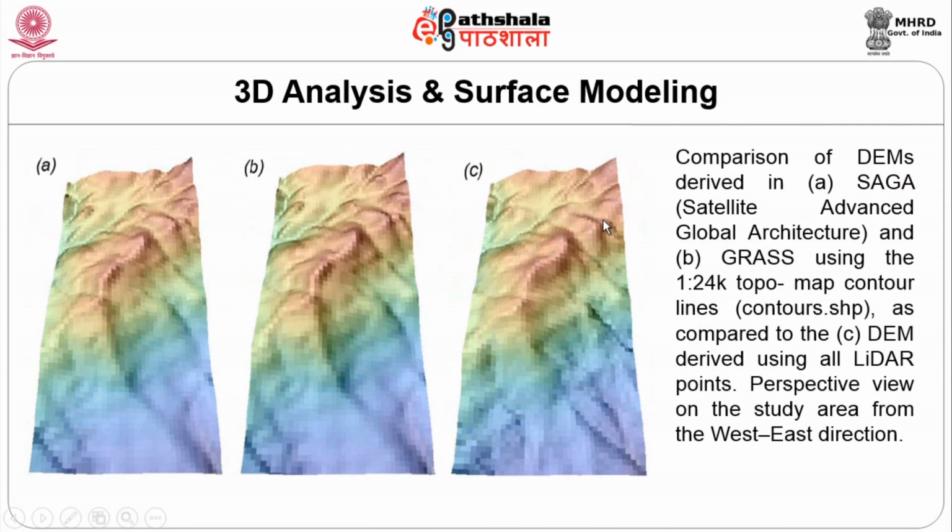That's a beautiful part. Here, there is a comparison of 3 different DEMs, each one obtained differently. I told you that you can also download the data. The first one is from SAGA, Satellite Advanced Global Architecture. The second one is from GRASS, one of the available software packages, created using a 1 on 24,000 topo map with contour lines. The third one is derived using LIDAR, one of the latest techniques with which you can create a DEM.